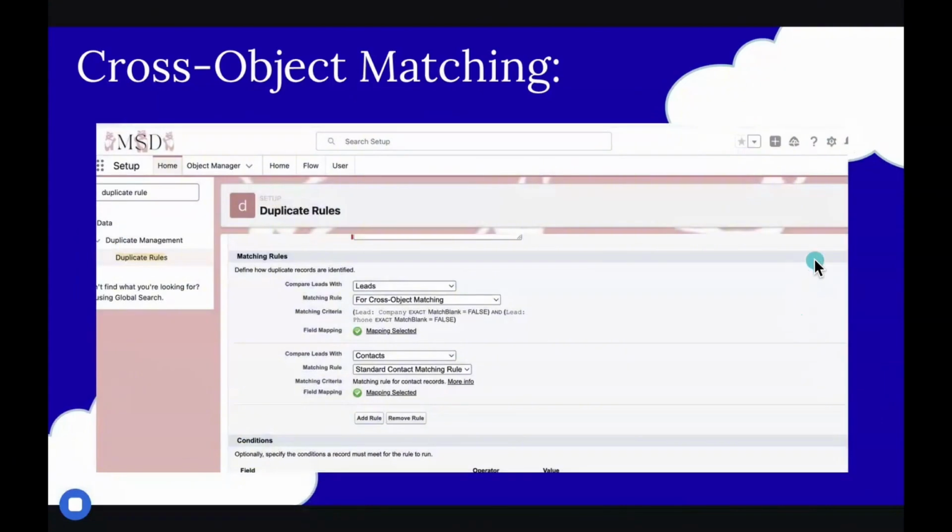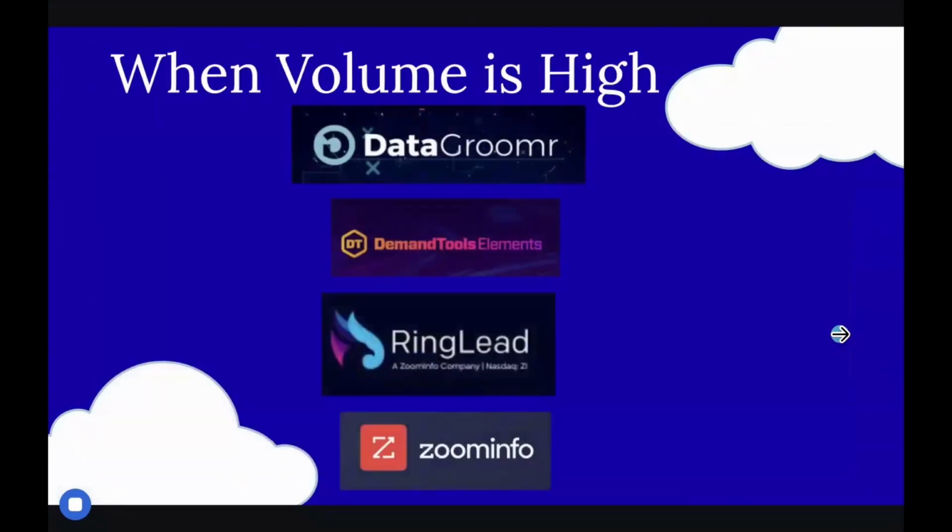You heard me mention cross-object matching. This is a pretty cool thing, in my opinion. In order to help you not create duplicates from contacts and leads in your duplicate rules, you can add two matching rules, one for leads and one for contacts. Technically, you can add more, but this is how you cross object match.